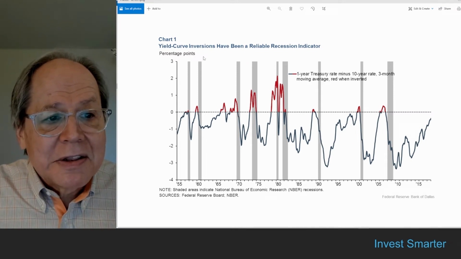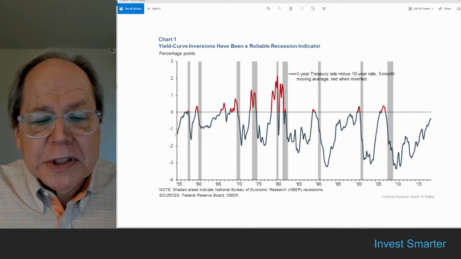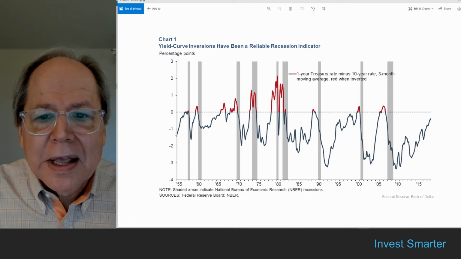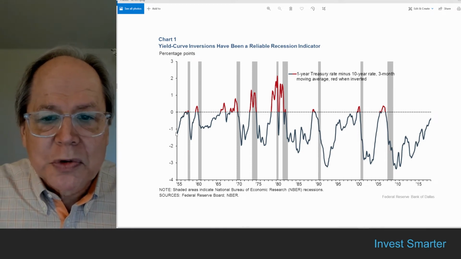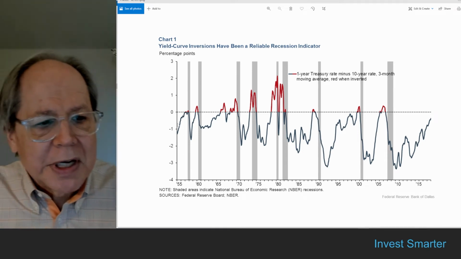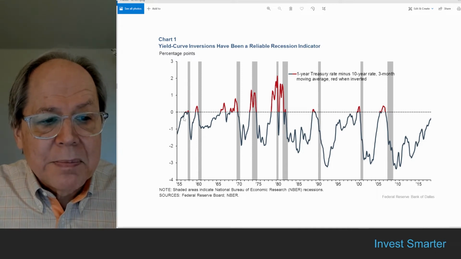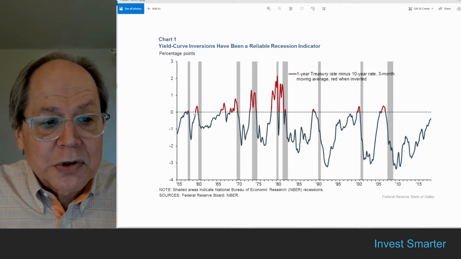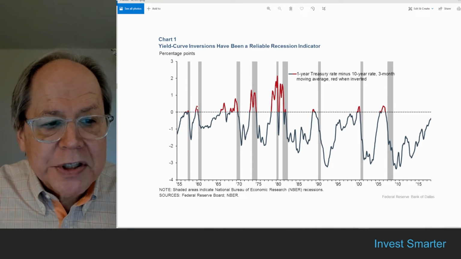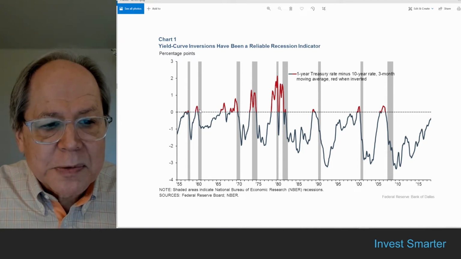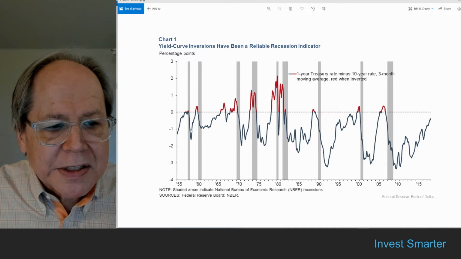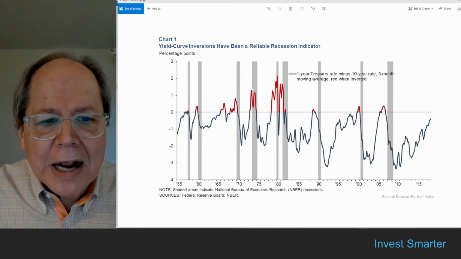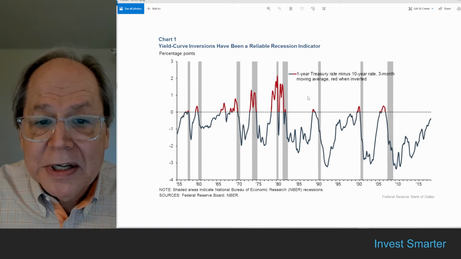So what are we looking at here? This particular graph shows the difference between a 1-year Treasury rate and a 10-year rate. So you're basically looking at a short-term Treasury minus a long-term Treasury. So when the short-term Treasury has a higher yield than the longer-term Treasury, you can see those situations in red here where that difference goes positive. And of course, what we're seeing on this graph is the difference between those rates on this line in this axis. And then the gray bars are actual recessions that have happened in the past.